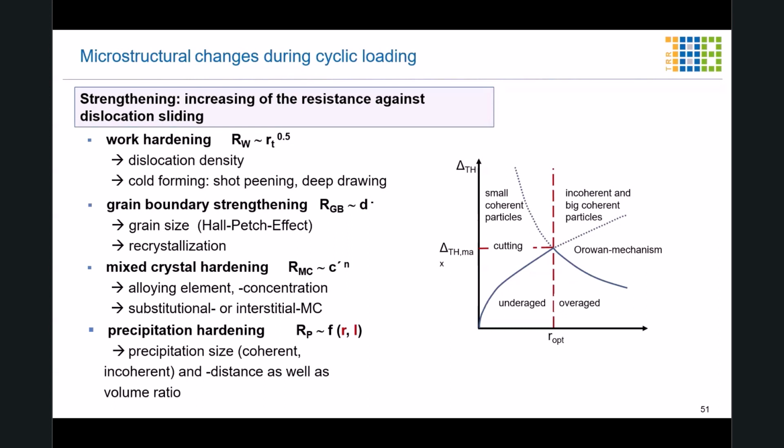Now we'll show you some examples of the microstructural changes during cyclic loading. For example, the strengthening, which is the increasing resistance against dislocation sliding. We have different mechanisms that are relevant for the dislocation movement, like work hardening, which is an increase in dislocation density. This is done through cold forming, for example. In our case, full forward extrusion in the forming process leads to a dislocation density increase in the 60MnCrS5. Other mechanisms such as grain boundary strengthening, mixed crystal hardening, and precipitation hardening are also relevant mechanisms, but not for the 60MnCrS5.